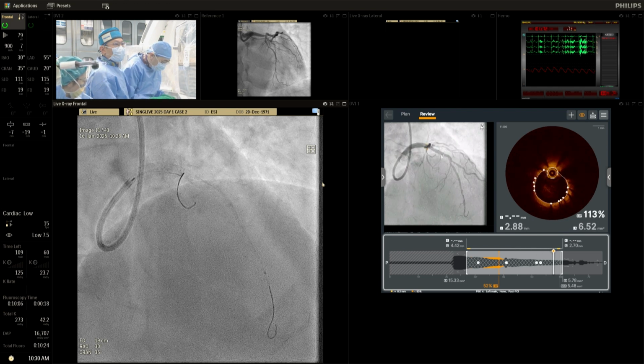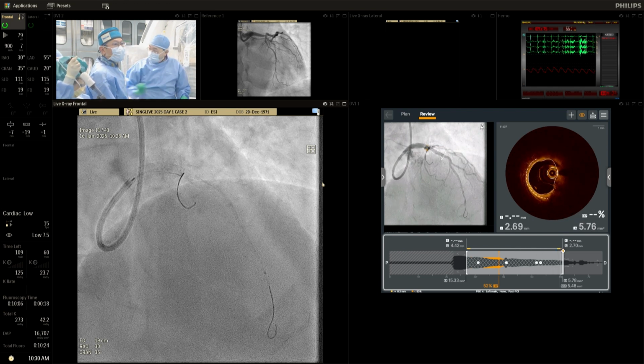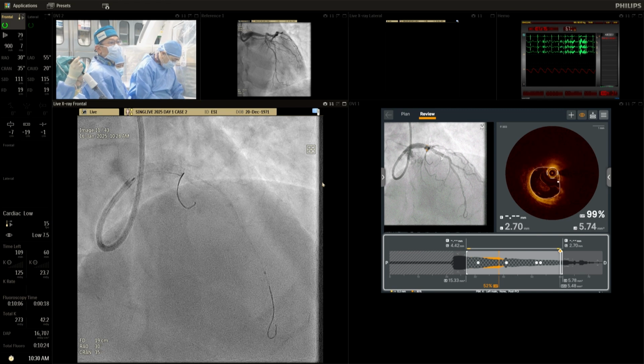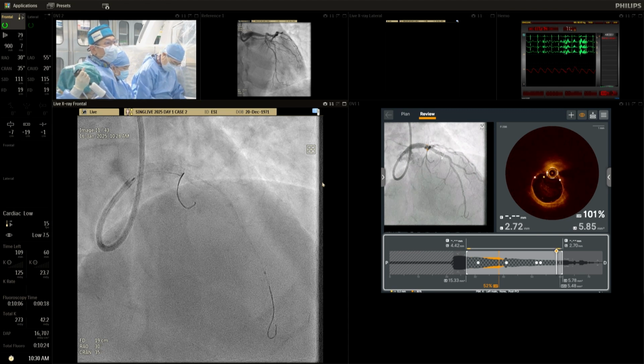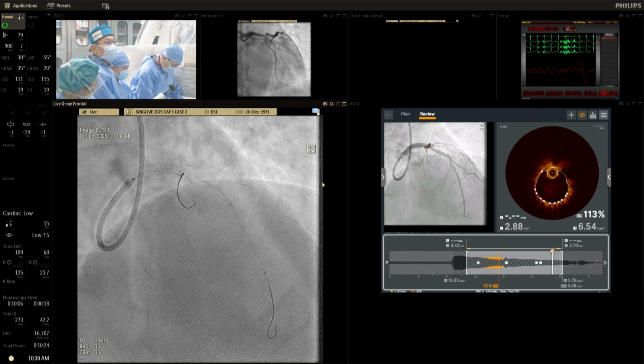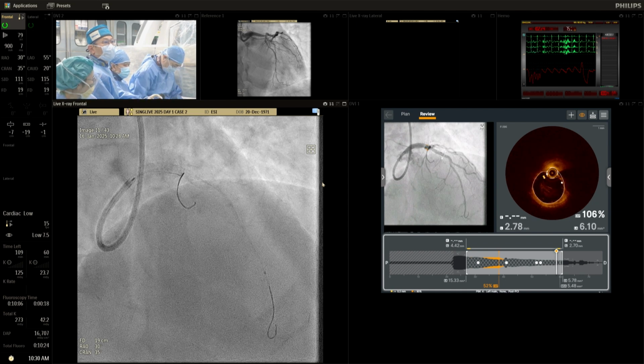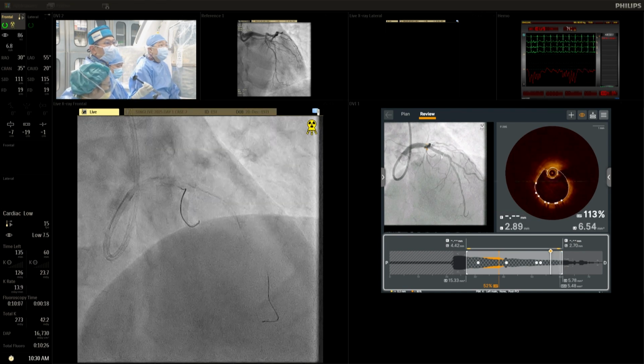So the rest of the vessel's okay. This is the distal edge. The distal edge looks decent to me. The flushing is not great down here, but I don't see any dissections or hematoma, so I'm going to accept that.